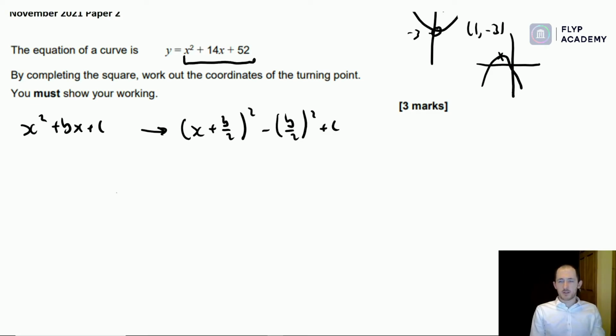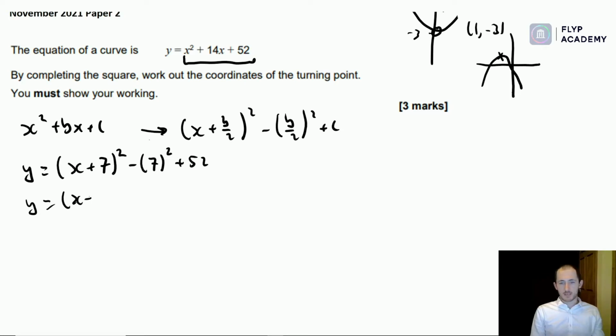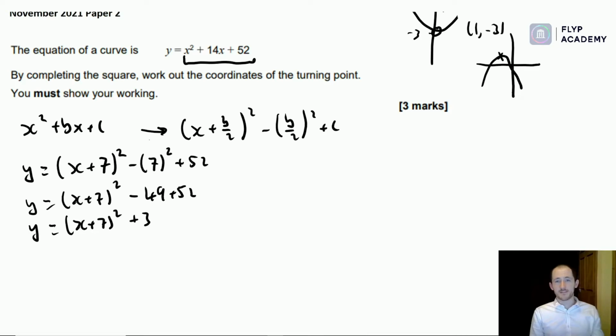Now let's take this expression and do it. So we have y equals x plus b over 2, where b is 14. 14 over 2 is 7. Very advanced maths we're doing. So y equals x plus 7 squared, 7 squared is 49, so minus 49 plus 52. So y is equal to x plus 7 squared, minus 49 plus 52 is 3.